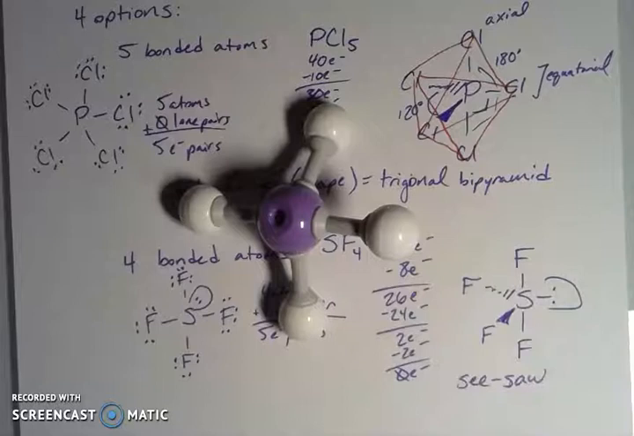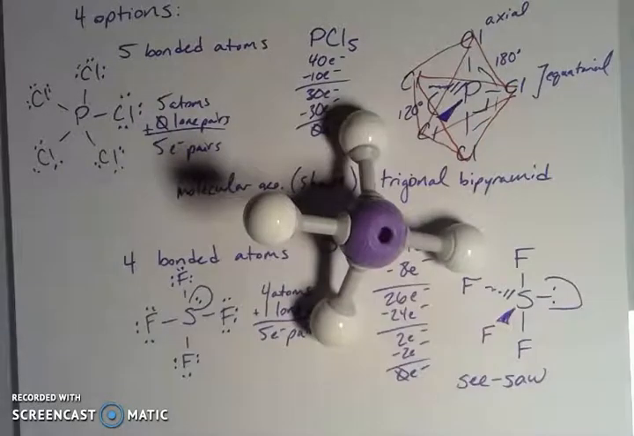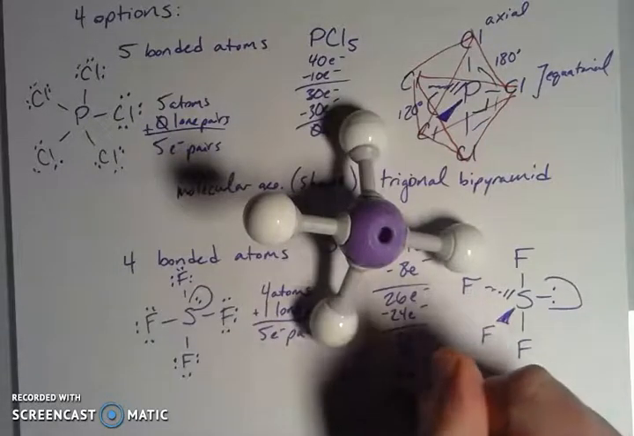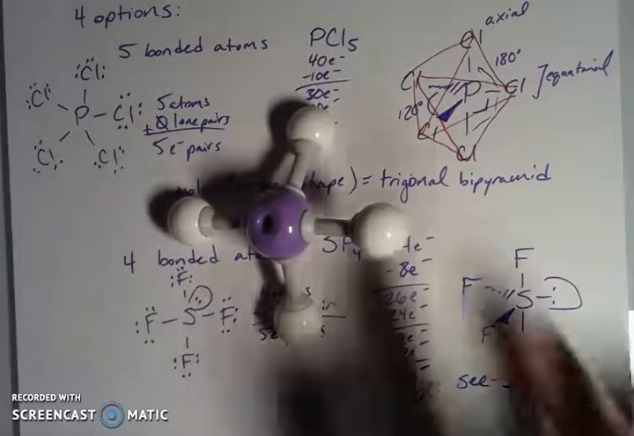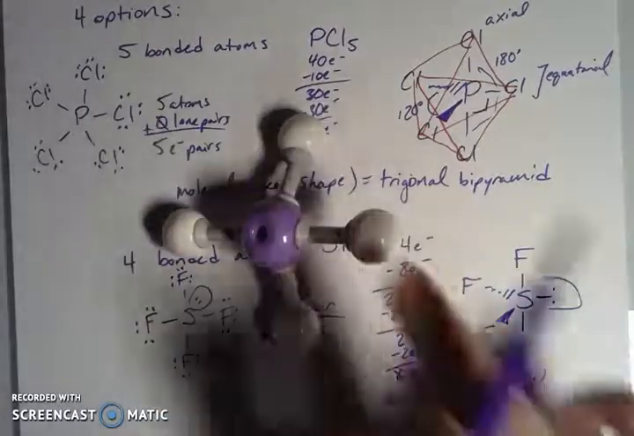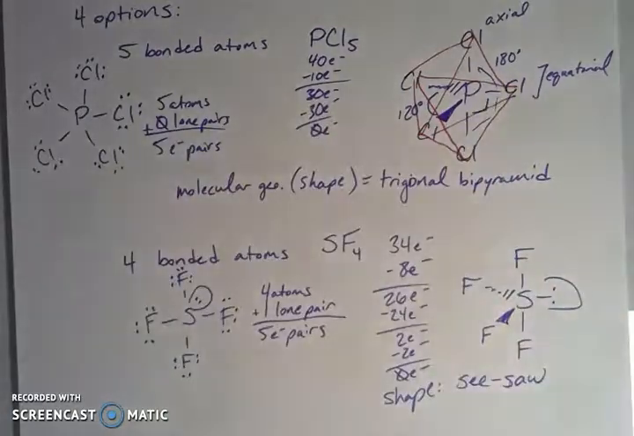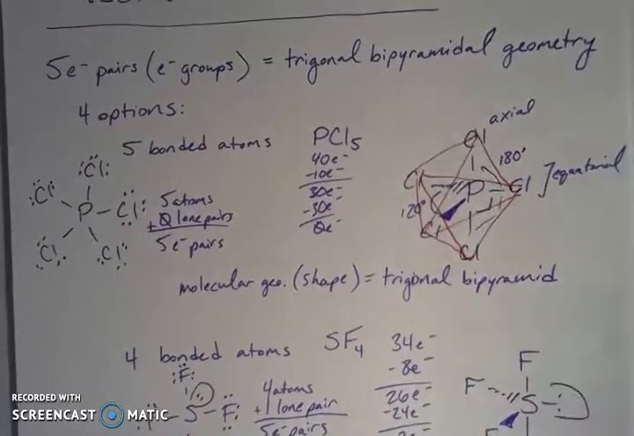And I am not making that up. So this is a seesaw geometry. That's the shape of this thing. Again, chemists like to kind of name things pretty literally, so it looks like a seesaw, so we're naming it a seesaw. Okay, now let's go to 3 bonded atoms and see what that looks like.